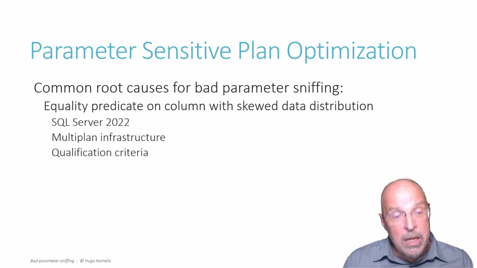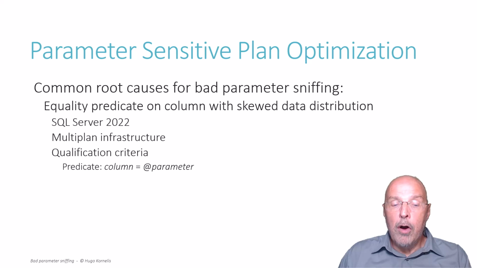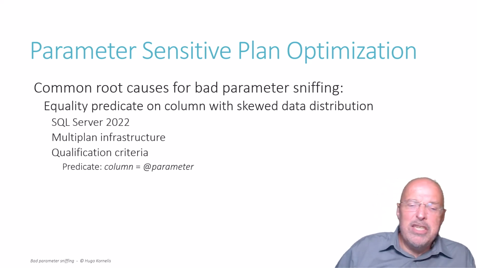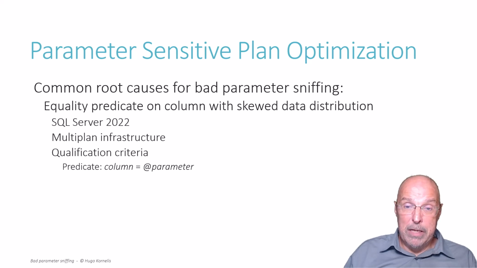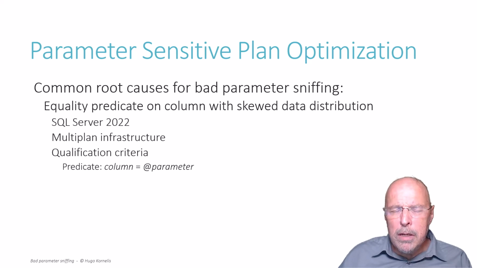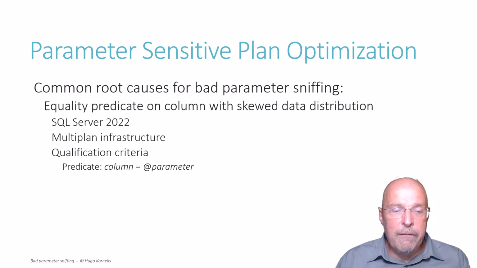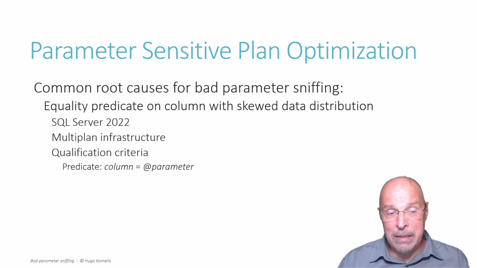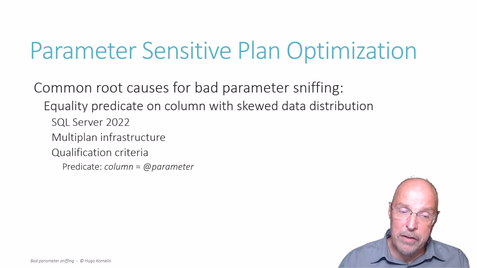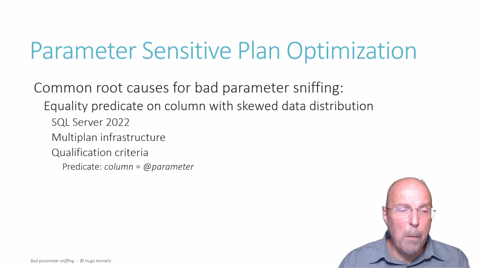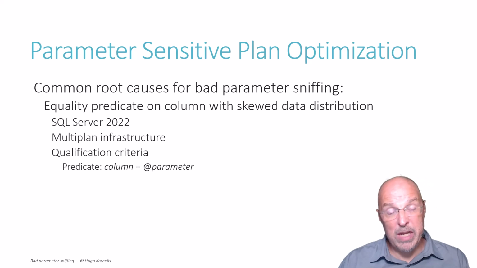The first criterion is there must be a predicate in the form of column equals @parameter or @parameter equals column. Now there are some slight complexities you can add. I have seen PSPO kick in when I did, for instance, column equals is null @parameter something. But it's very limited. Basically, you have to have a simple comparison between the predicate and the parameter for PSPO to kick in. As soon as it becomes more complex, it's very likely not to kick in.